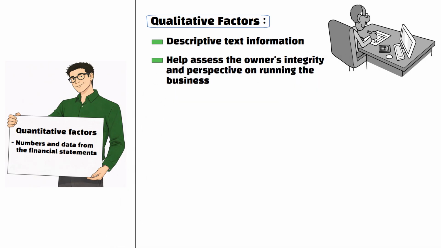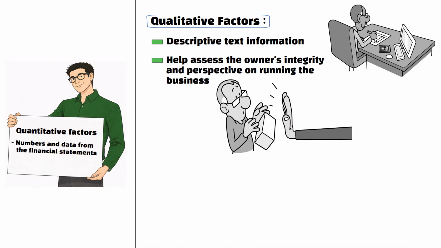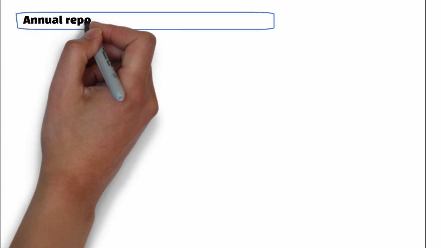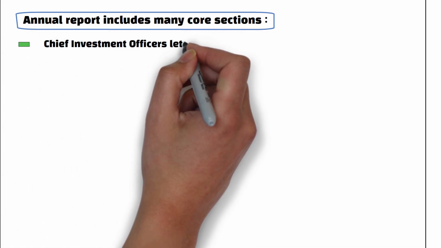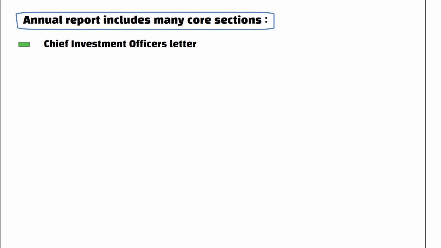Don't worry if it sounds like a lot. We'll go through each section of the annual report step by step so that you can understand them. A typical annual report includes many core sections. To start, there is usually the chief executive officer's letter, outlining performance, priorities, and long-term direction.